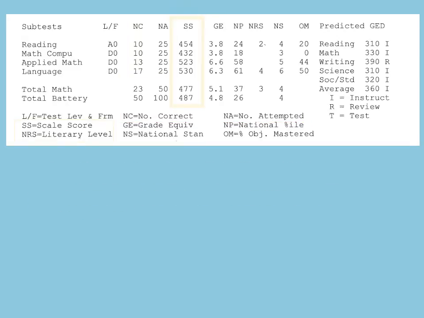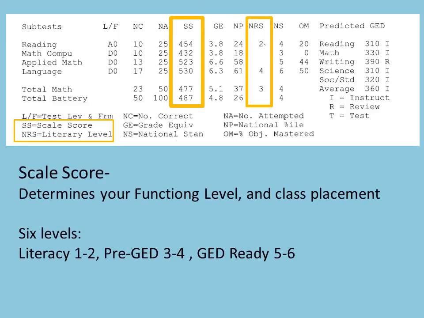Lastly, take a look at your scale score. This is the score that Project Learn uses to determine your class placement. This score corresponds with your functioning level. At Project Learn, levels 1 and 2 are literacy classes, levels 3 and 4 are pre-GED classes, and levels 5 and 6 are GED ready classes.